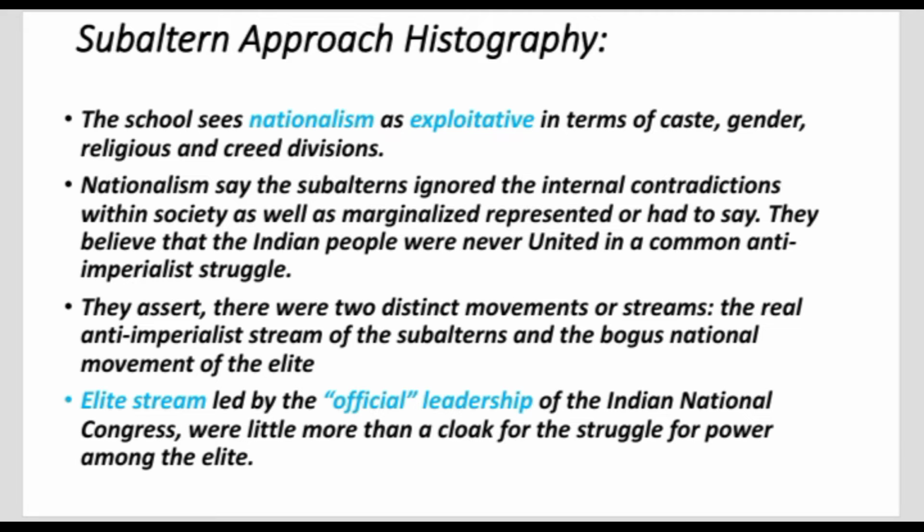Instead, they assert there were two distinct movements or streams: the real anti-imperialist stream of the subalterns and the bogus national movement of the elite. And the elite stream, led by the official leadership of the Indian National Congress, was little more than a cloak for the struggle for power among the elite.